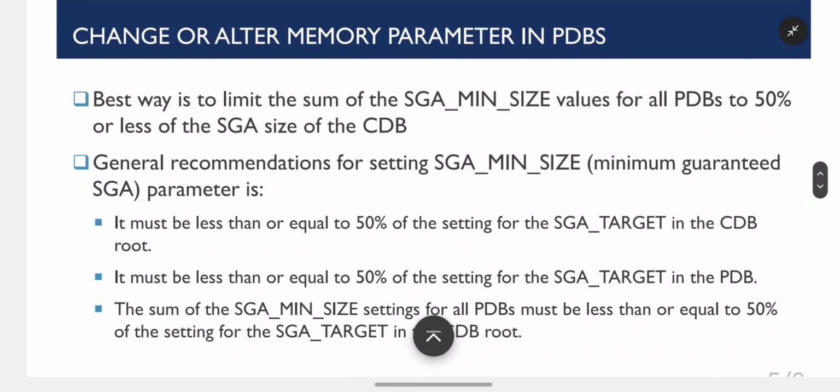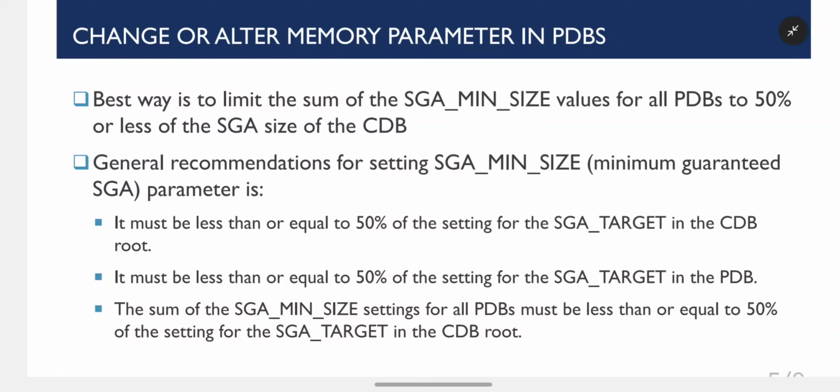Best way is to limit the sum of the SGA_min_size values for all PDBs to 50% or less of the SGA size of the CDB. General recommendations for setting SGA_min_size, which is the minimum guaranteed SGA parameter: it must be less than or equal to 50% of the setting for the SGA target in the CDB root. It must be less than or equal to 50% of the setting for the SGA target in the PDB as well.